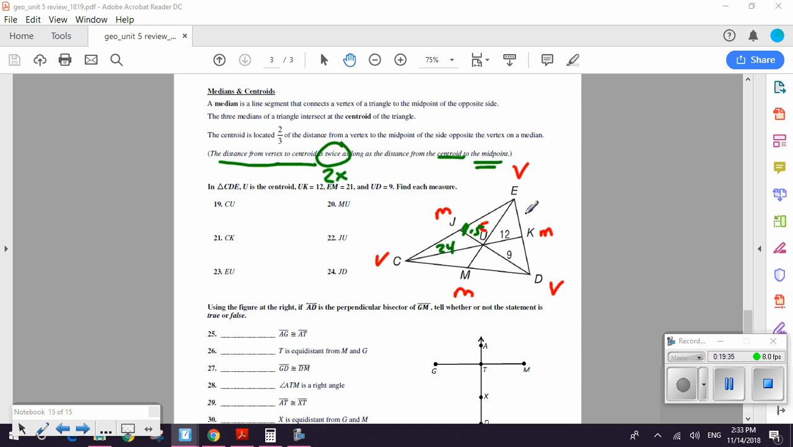And then it also told us that from E to M, total was 21. So if I divide it by 3, 21 divided by 3 is 7. So that's the smaller part from the centroid to the midpoint. So that's UM, 7. And then U to E is twice that, 14. So I filled in the whole diagram. You just need to go over here and answer the questions and show the work. Please continue that on your own.